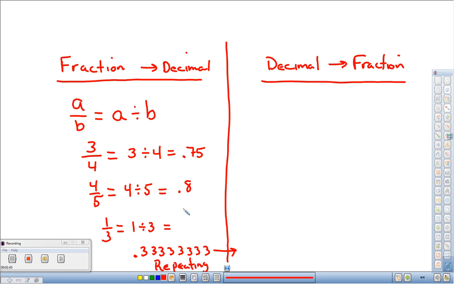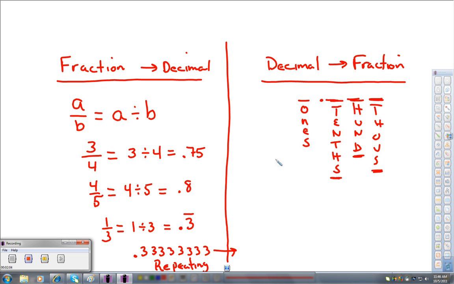It doesn't end. And so rather than write all of the 3's, we simply write the part that's repeating, which in this case is 3, and just put the little bar over it. And most likely you've seen that before, correct? Okay, so that's not anything new, but it's nice to know.